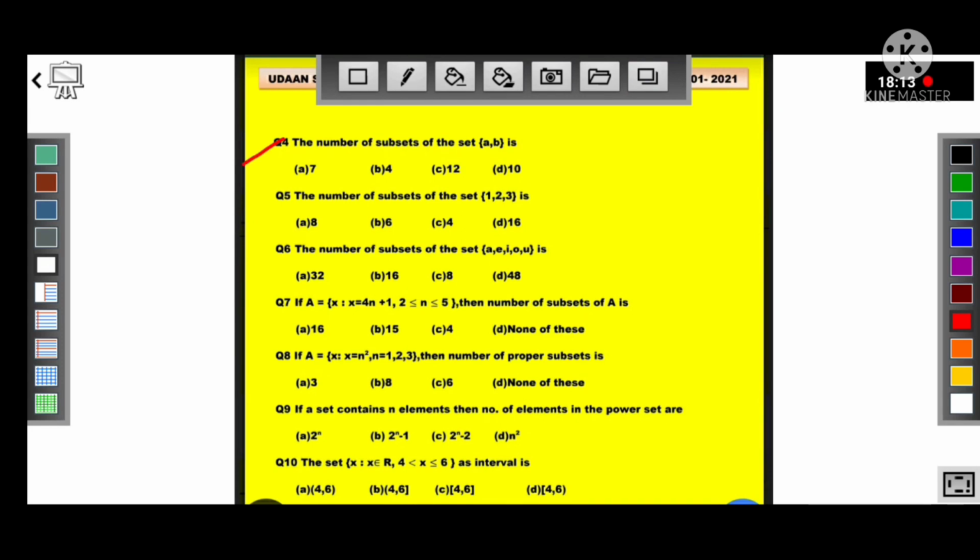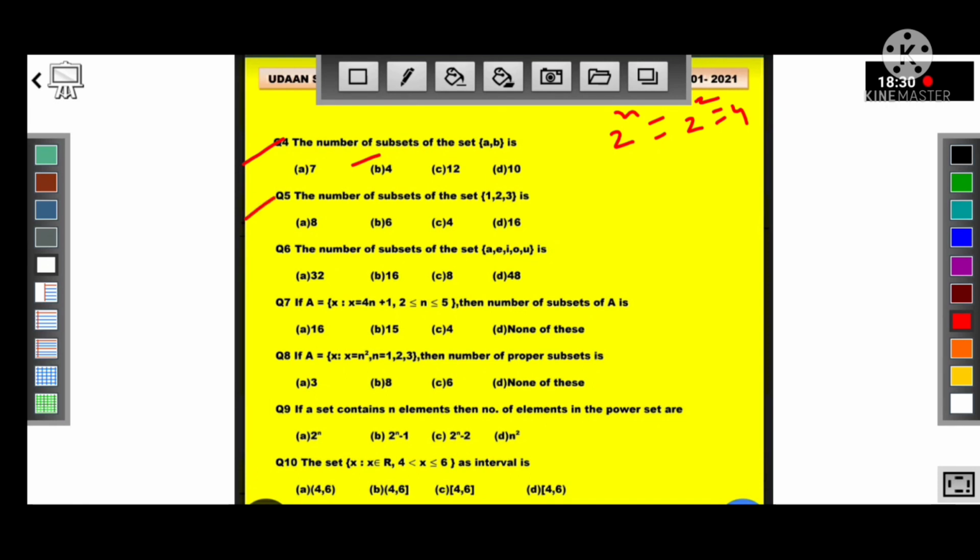Next question, the number of subsets of the set {a, b} is. Now the number of subsets is calculated by 2 raised to the power n, that is 2 raised to the power 2, that is equal to 4. So B is the right option.